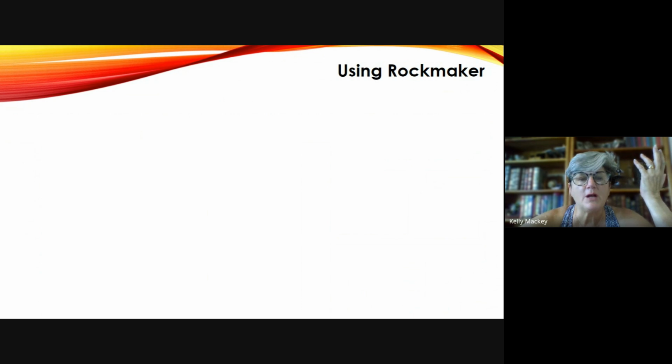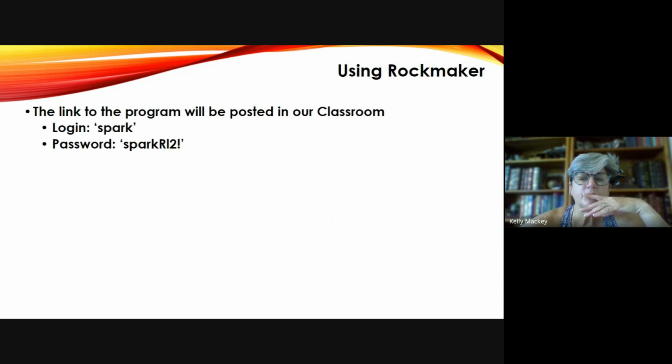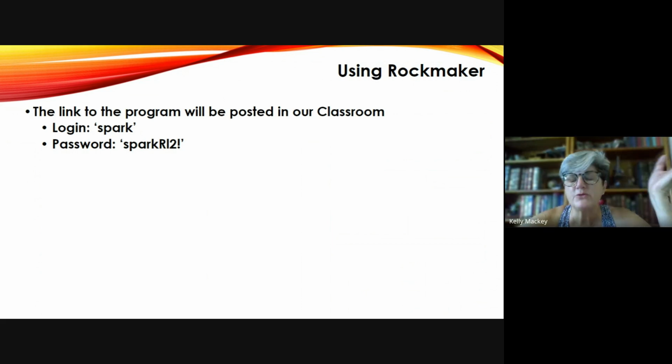And then using Rockmaker, are we going to post the link to our classroom? Yes. Okay. So I'll leave this, and when we post the link, I'm sure we'll add this. There is a standard login. It's lowercase Spark. I'm going to point out that the password, this thing right here, is a lowercase L. It's not a number 1. It just always messed me up.